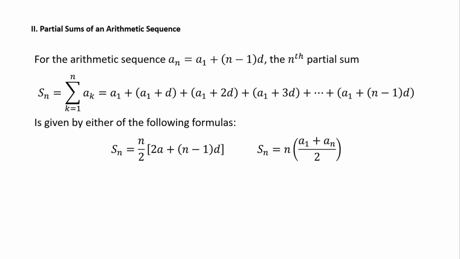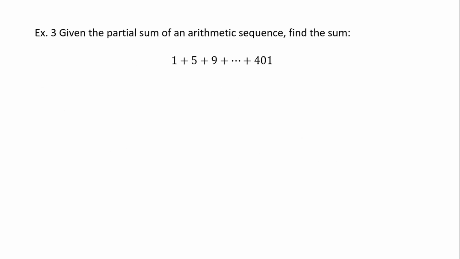The nth partial sum is equal to n over 2 times bracket 2a plus the quantity n minus 1 times d close bracket, or S sub n is equal to n times the quantity a sub 1 plus a sub n divided by 2. Given the partial sum of an arithmetic sequence, find the sum 1 plus 5 plus 9 plus dot dot dot plus 401.